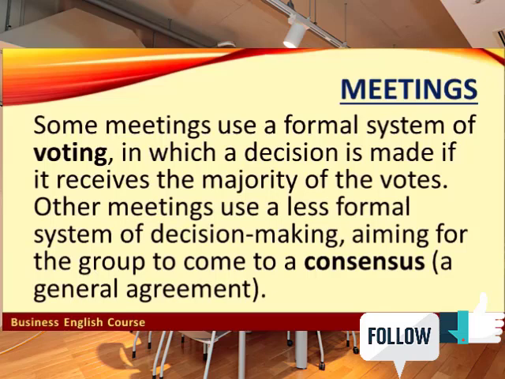Some meetings use a formal system of voting, in which a decision is made if it receives the majority, more than 50%, of the votes. Other meetings use a less formal system of decision-making, aiming for the group to come to a consensus. That means a general agreement.